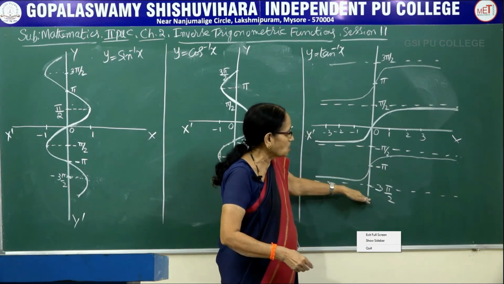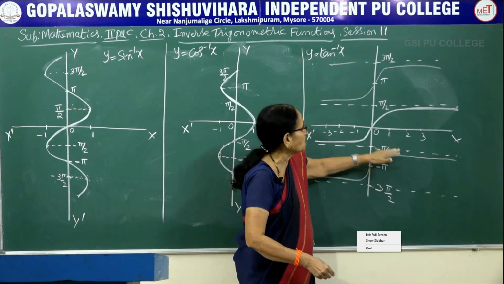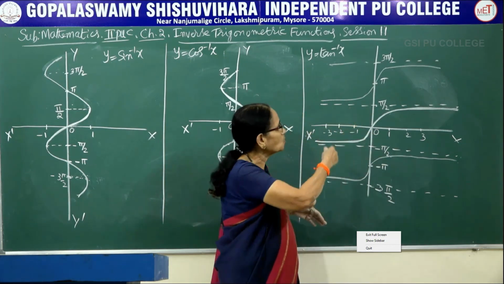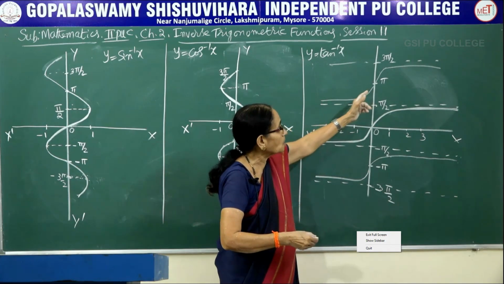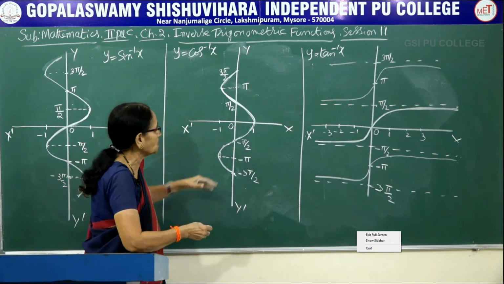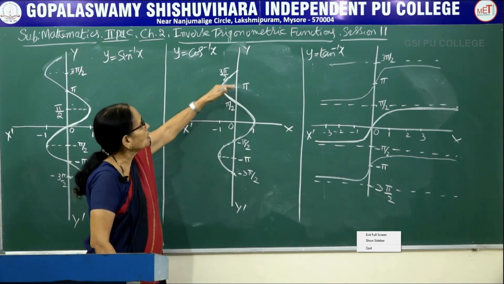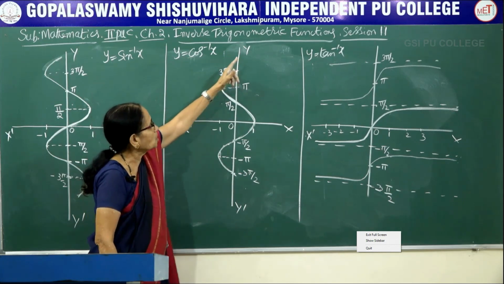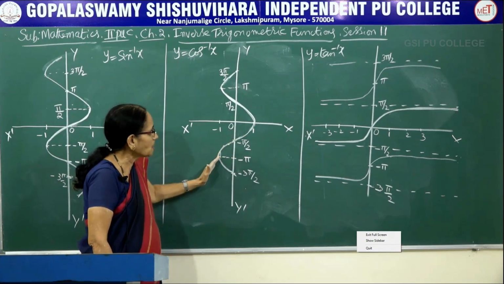Suppose you take the other interval, minus 3 pi by 2 to minus pi by 2, it will look like this. The shape would be the same, but in a different place. Or plus pi by 2 to plus 3 pi by 2, the curve looks like that. The shape would be the same, only the position would be changed. Same thing here, 0 to pi, it would be like this. Suppose you take pi to 2 pi, it would be a continuation of this one. Or below this one, if you take 0 to minus pi, it would be a part of this one.